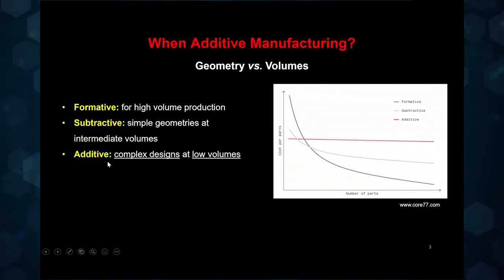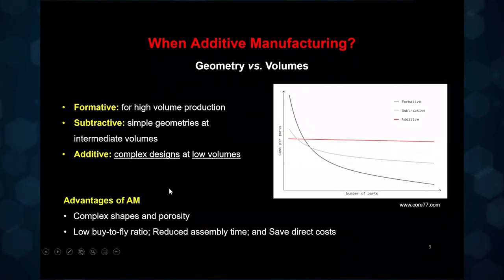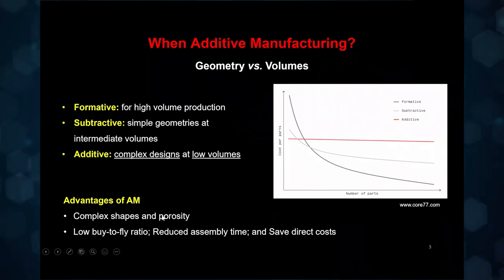Where additive really plays an important role or is attracting a lot of attention is where you need to make complex designs, and particularly at low volumes. So the advantage really is the ability to prepare complex shapes and porous structures. And there are additional advantages like the so-called low buy-to-fly ratio.